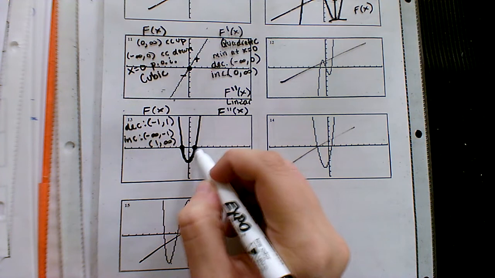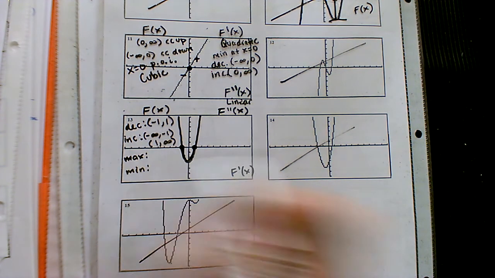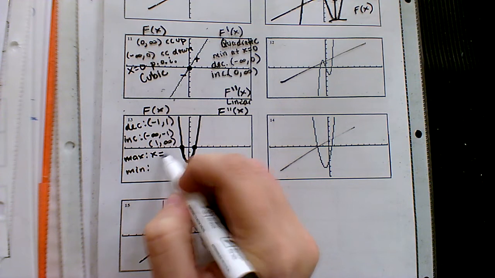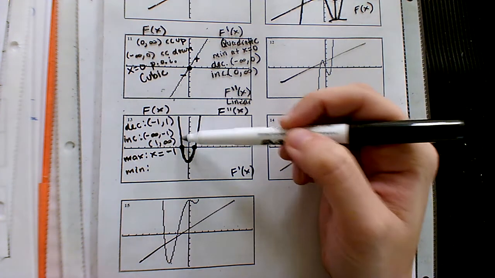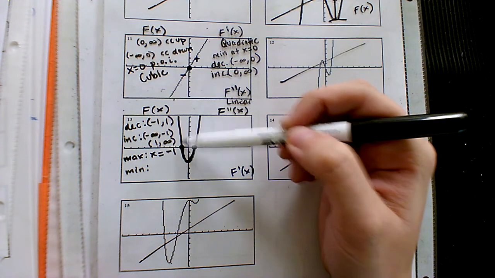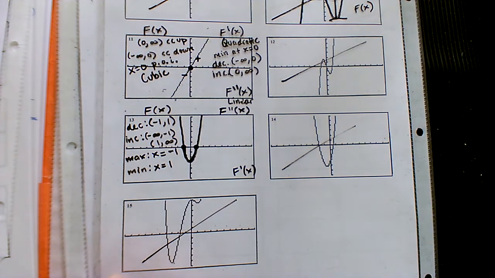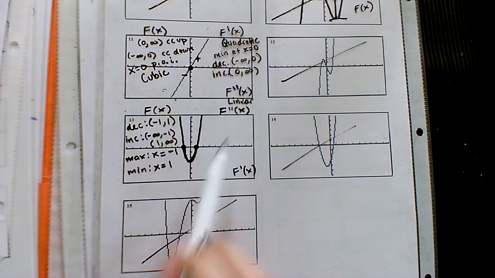Looks like we can list some maxes and mins. Max at x equals -1, because we change from increasing to decreasing, positive to negative. And then x equals +1 would be a min. Looks good. Any other characteristics for f of x, f double prime?